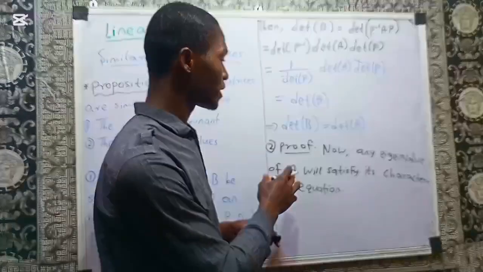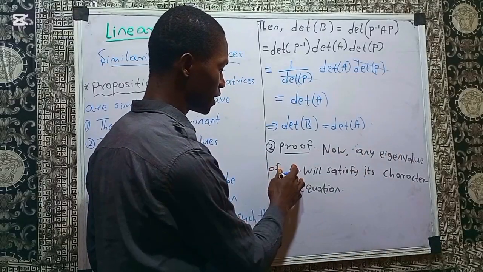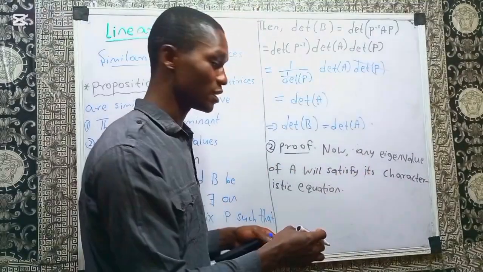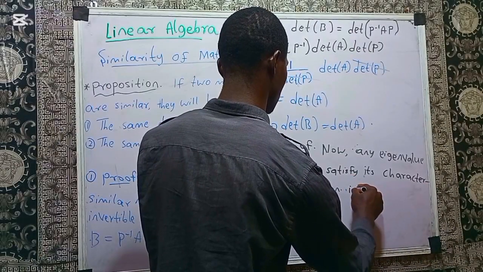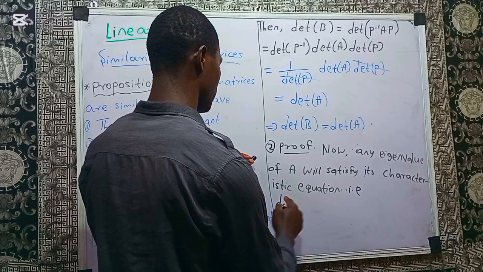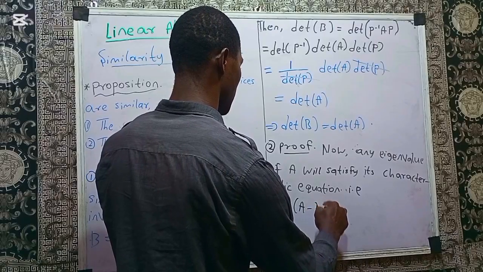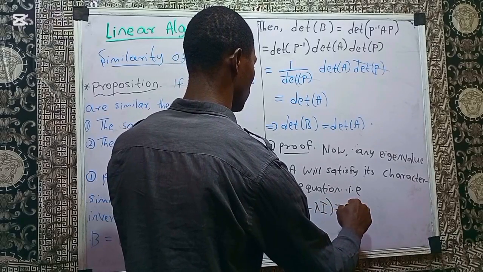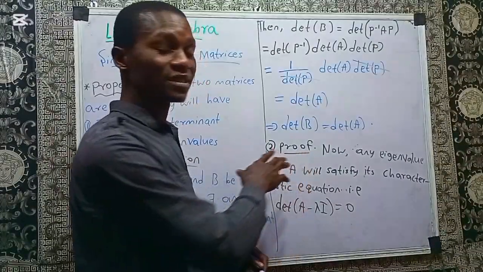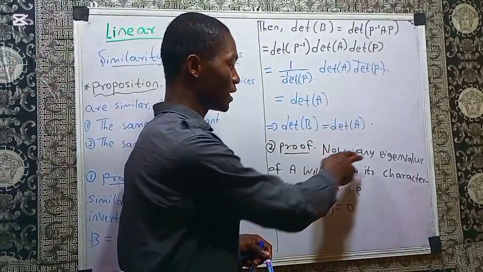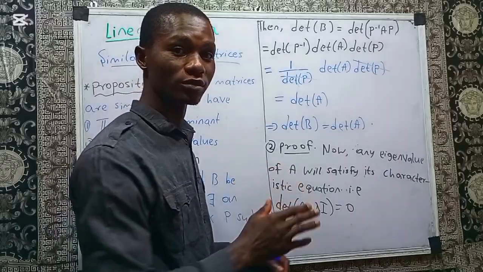What I have written down here is now any eigenvalue of A will satisfy its characteristic equation, right? That is determinant of A minus lambda I will be equal to what? 0. So what I have written down here, I say now any eigenvalue of A will satisfy its characteristic equation, right?